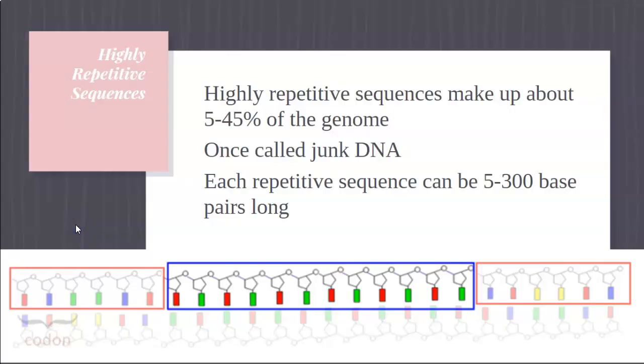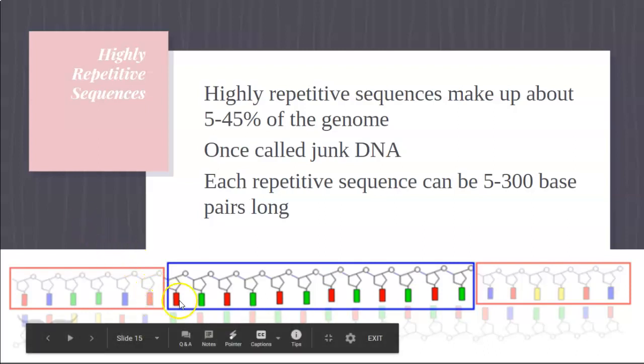Then there is the other piece of DNA, which is highly repetitive sequences. They make up about 5 to 45% of the genome. So this is sort of like the rest of it. This used to be called junk DNA because no one knew what it did, but science has improved, and we now have some idea of what this junk DNA does. Each of these sequences are repetitive, and they can be 5 to 300 base pairs long.